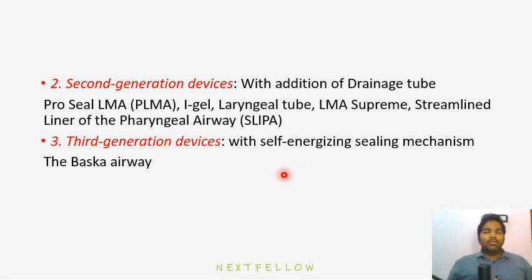Now remember, first generation LMA has only an airway tube. Second generation LMA has an additional gastric desufflation port, high sealing pressure, and a bite block. Third generation is only one, that is the Baska mask. Now each LMA we will be discussing in the next lecture. I will definitely make you understand and identify all the LMAs very easily.